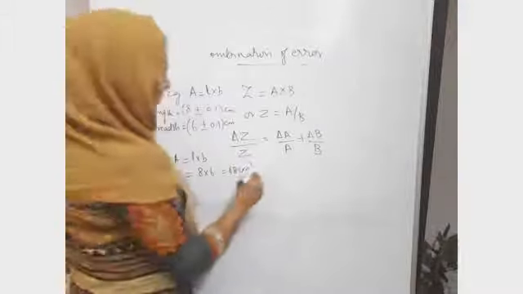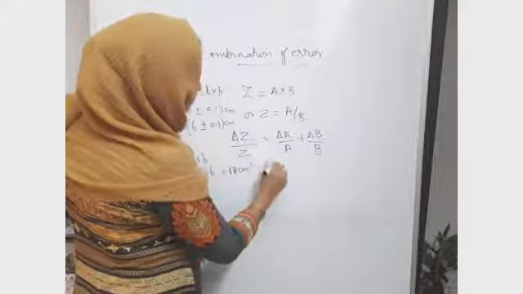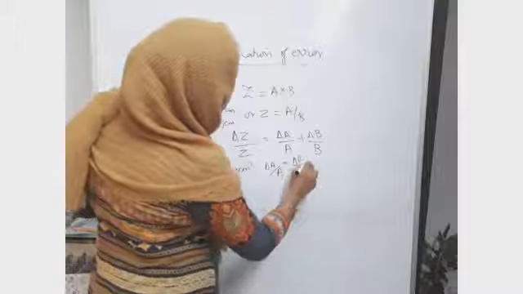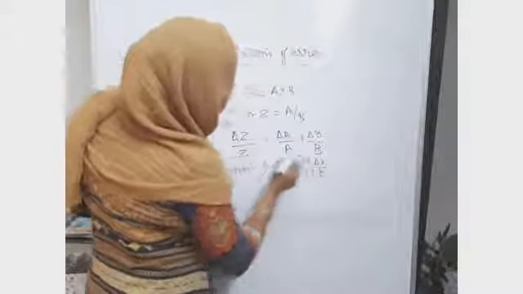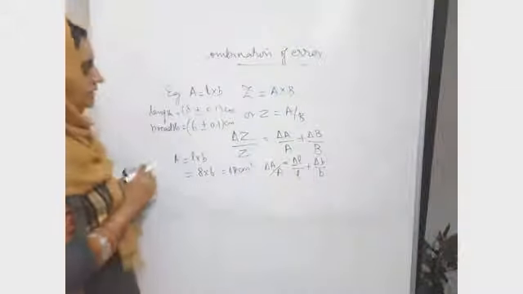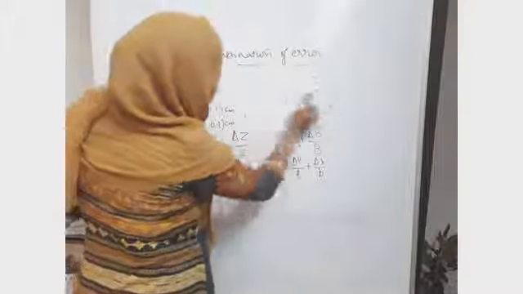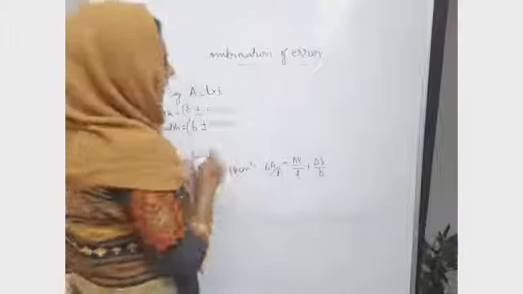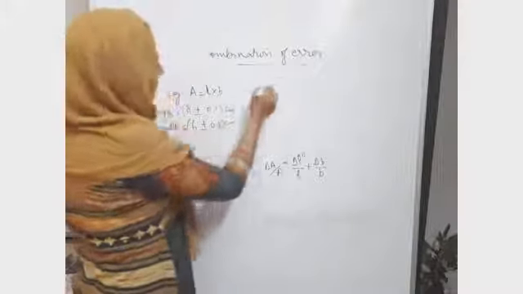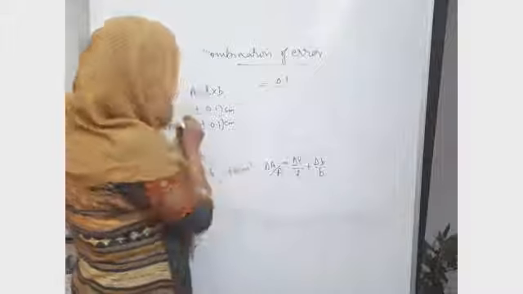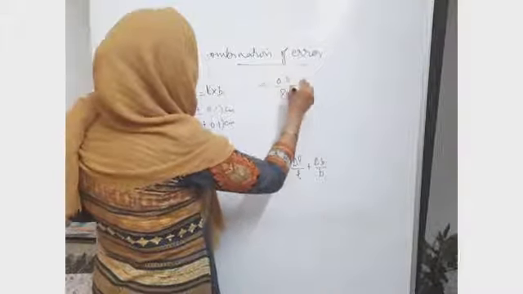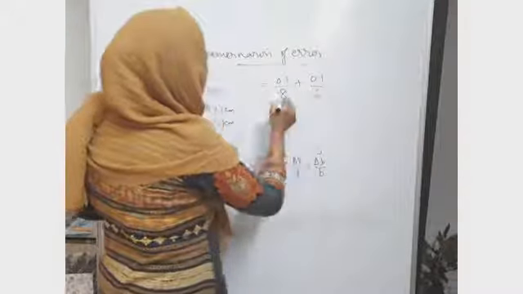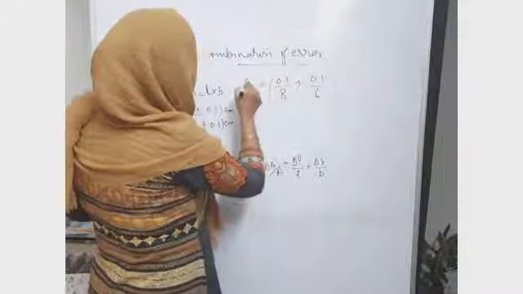How will you write error? So delta A by A, according to the combination, is delta L by L plus delta B by B. Now, how are you going to represent this? Delta L by L, delta L is 0.1. So 0.1 divided by L, which is 8, plus 0.1 divided by B, which is 6, is equal to delta A by A.